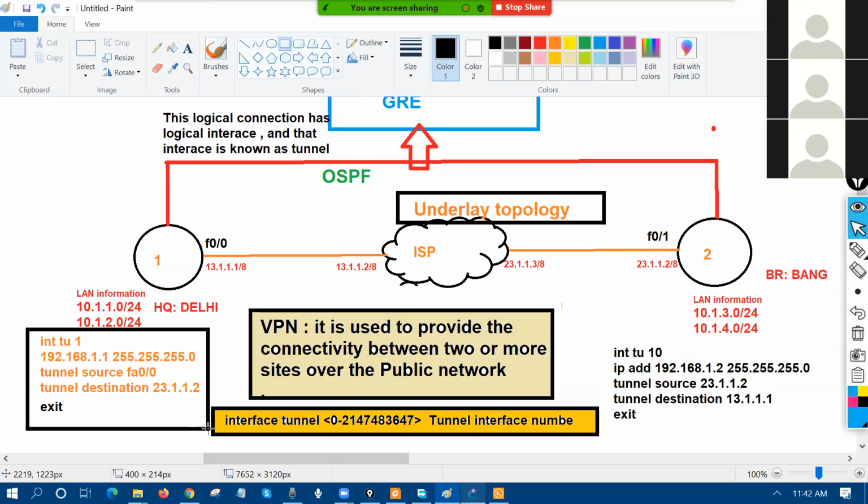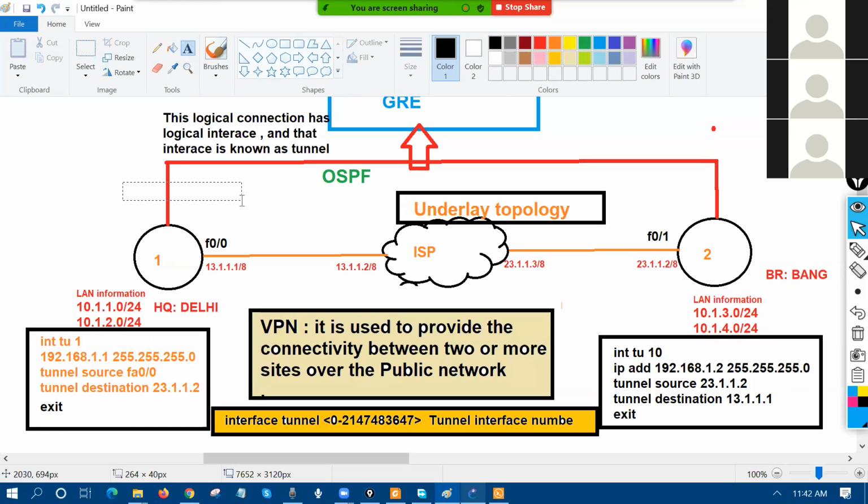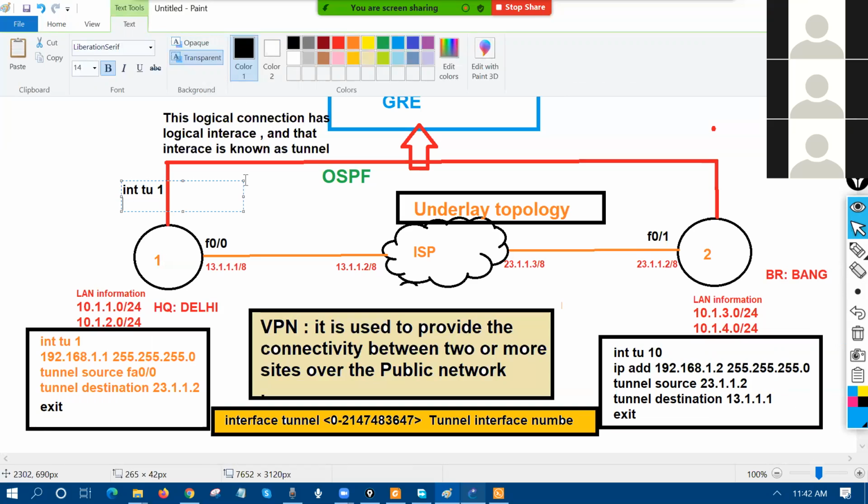This configuration I need to do on router number 1. This configuration I need to do on router number 2, right? So what happened? This is the tunnel 1 interface from this side. On this side they have this tunnel, the red one I'm talking about. This tunnel has IP address 101/24. Same thing, we have tunnel 10 over there. This logical interface tunnel 1, they have IP address 102.